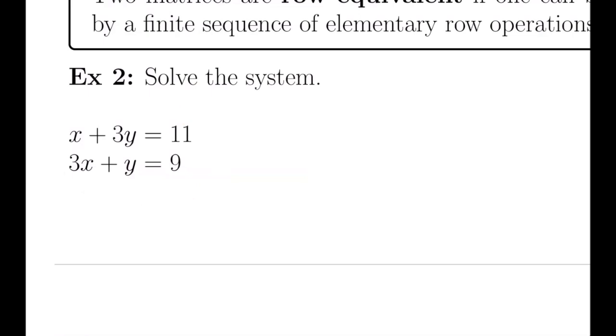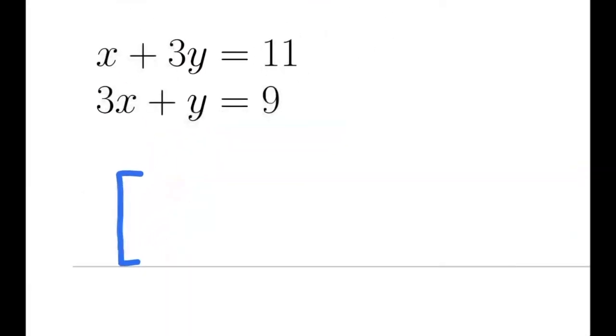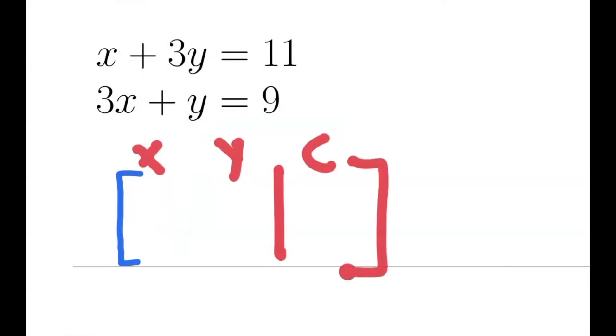So let's write this. Okay. So the first column is going to be X, the second column is going to be Y, and the third column will be the constants. You don't really write that normally, but that's just a good way to visualize it. Yeah, the coefficients.